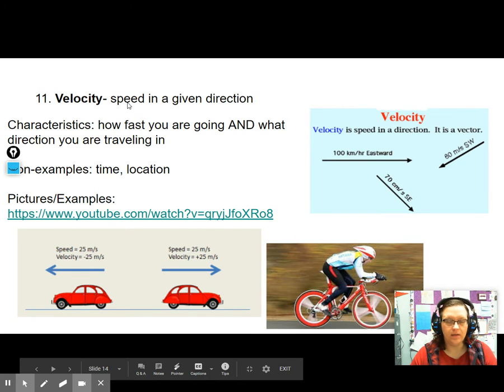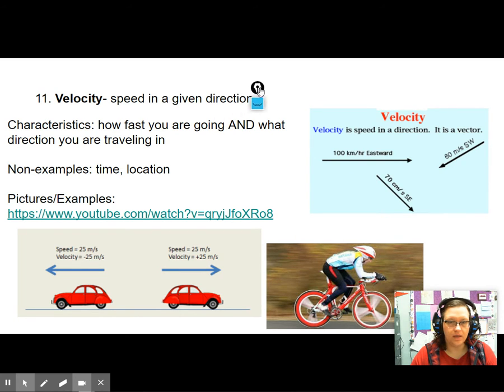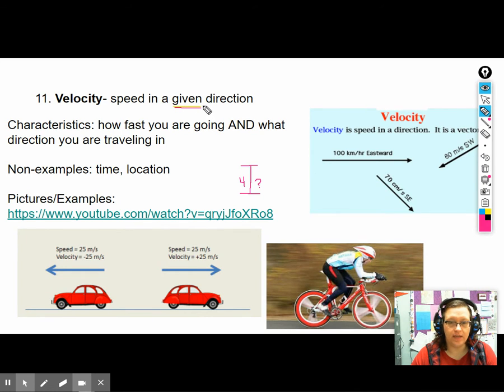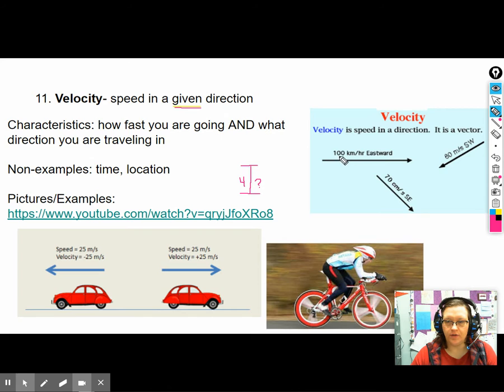So velocity, we talked about, is a speed in a given direction. So remember, when they say given direction, they mean that they're going to tell you that direction. So it's going to tell you, for example, 100 kilometers eastward, or 60 meters per second to the southwest, 70 centimeters per second to the southeast.